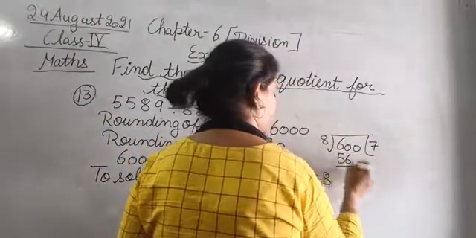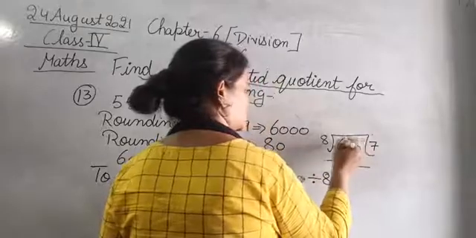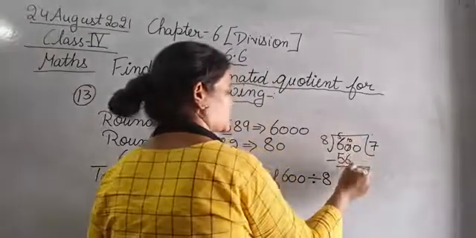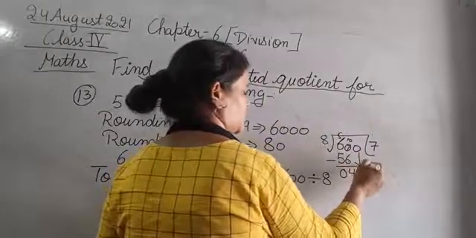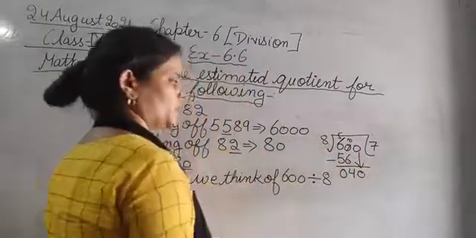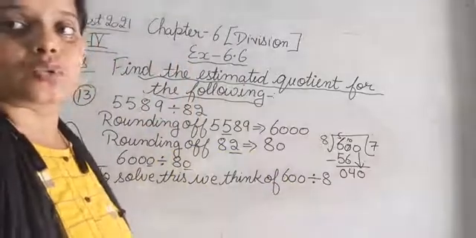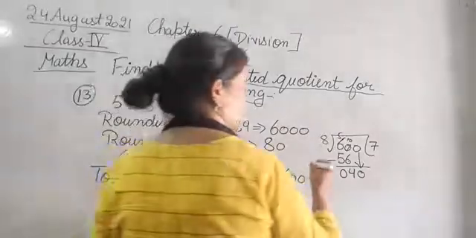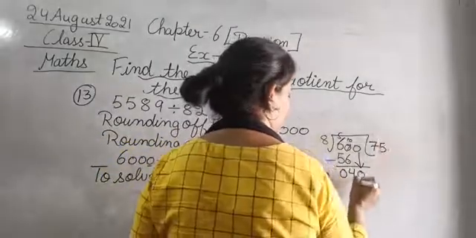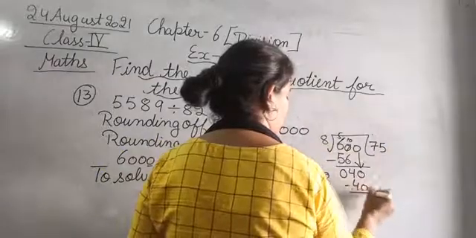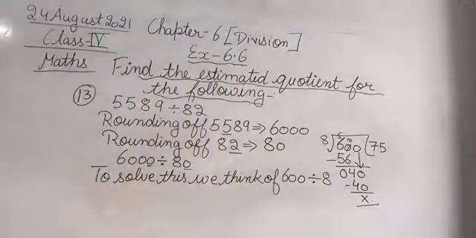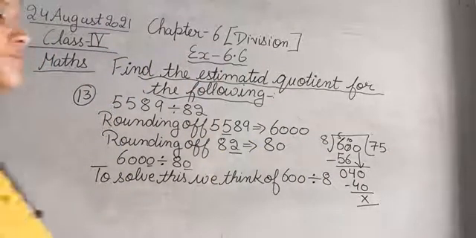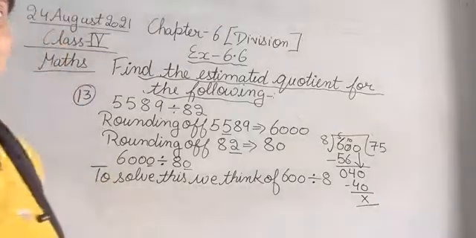8 sevens are 56. This is 10. This is 5. 10 minus 6 is 4. 5 minus 5 is 0. Bring down the next number, that is 0. The number is 40. So 8 fives are 40. 40 minus 40, nothing is left. So that means the remainder is 0, whereas the quotient is 75.